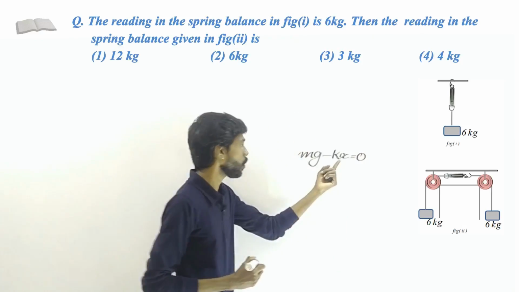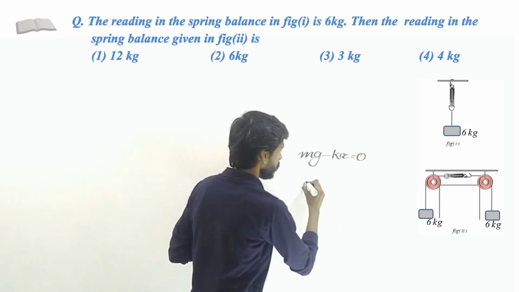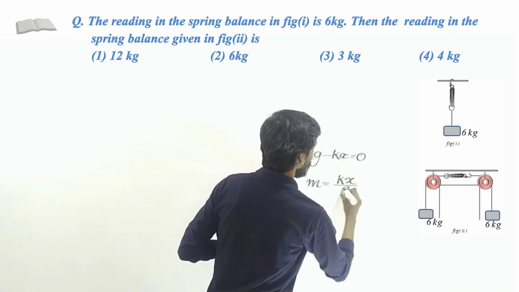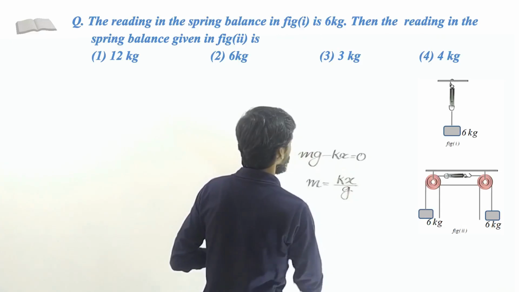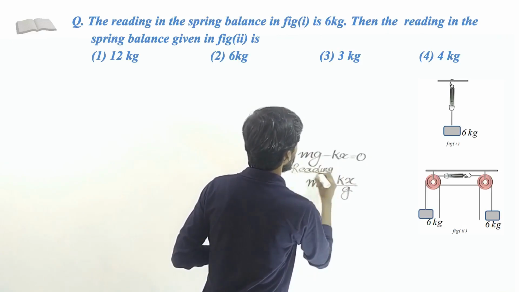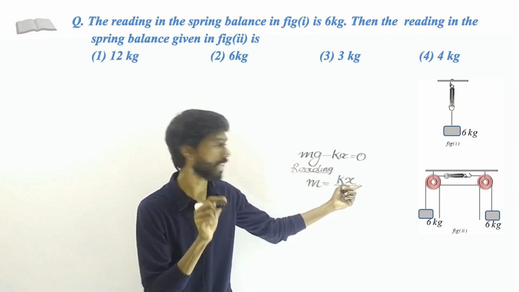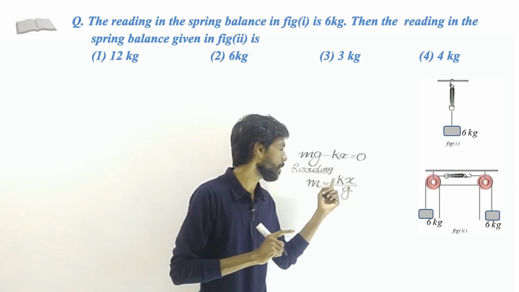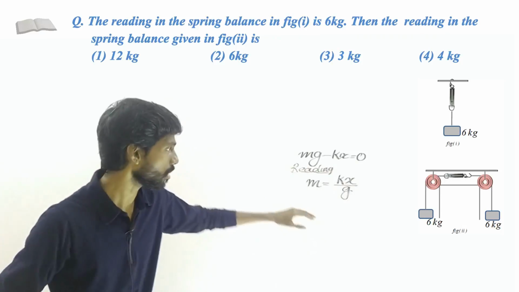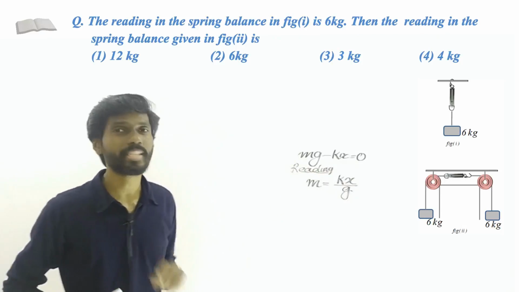So if you want to find the mass of the object, it is kx divided by g. That is the reading. The spring balance reading is simply this one. It will only read x, that is the elongation. Multiply that by k, divide by g, and you will get the mass of the object. So in the first case, the mass of the object is 6 kilogram.